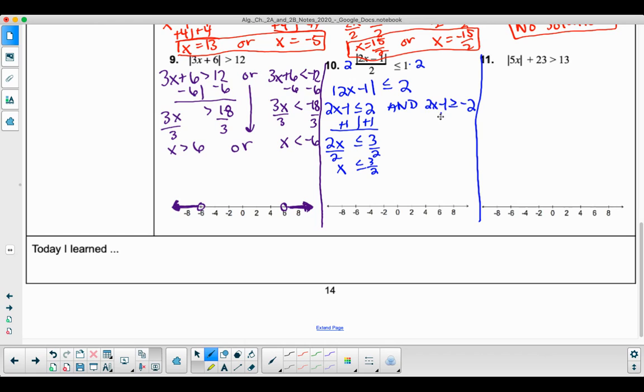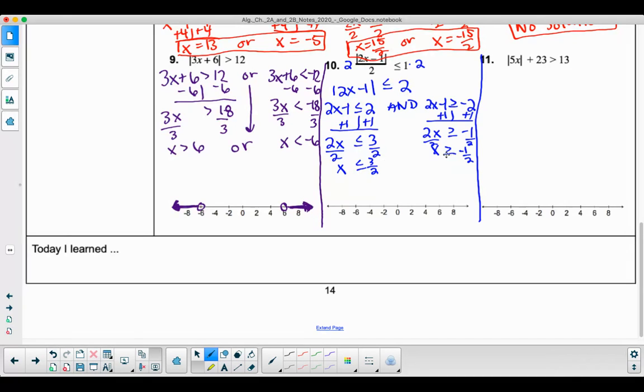All right, same thing over here. Add 1 to both sides. 2x is greater than or equal to -1. Divide everything by 2. x is greater than or equal to -1/2.